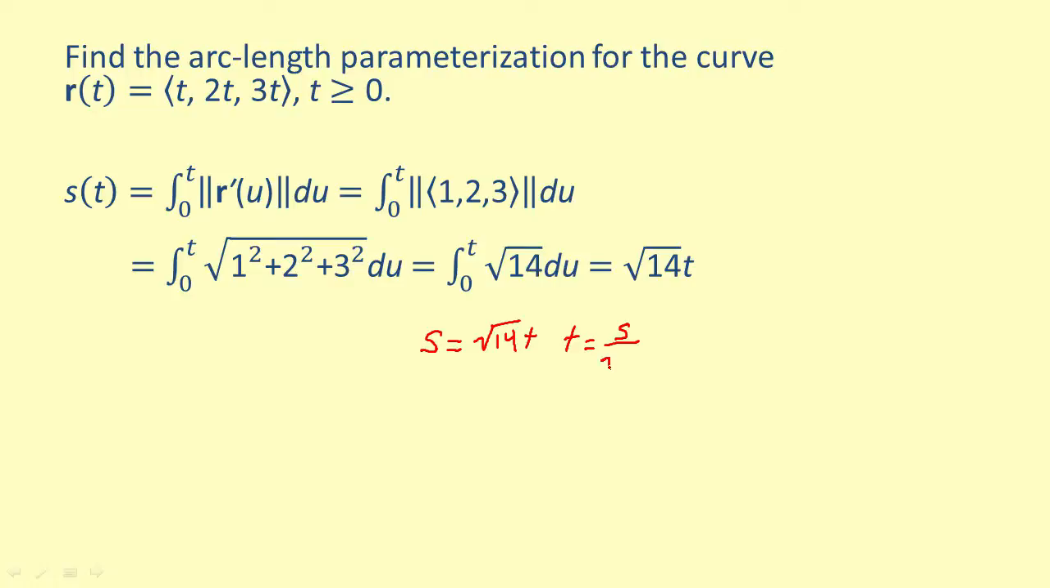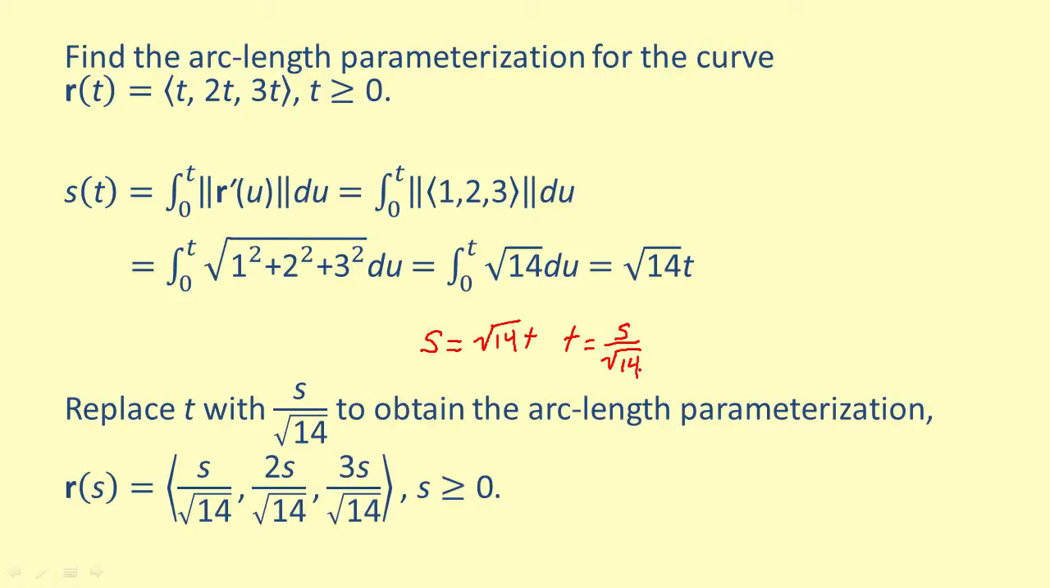We solved this relationship for t to find that t is equal to the arc length s divided by the square root of 14. Lastly, we substitute this expression for t in the original r of t and obtain the arc length parameterization r of s. Note that this parameterization of the curve will allow us to easily locate the point that is located s units from the point at s equals 0, a very useful application.